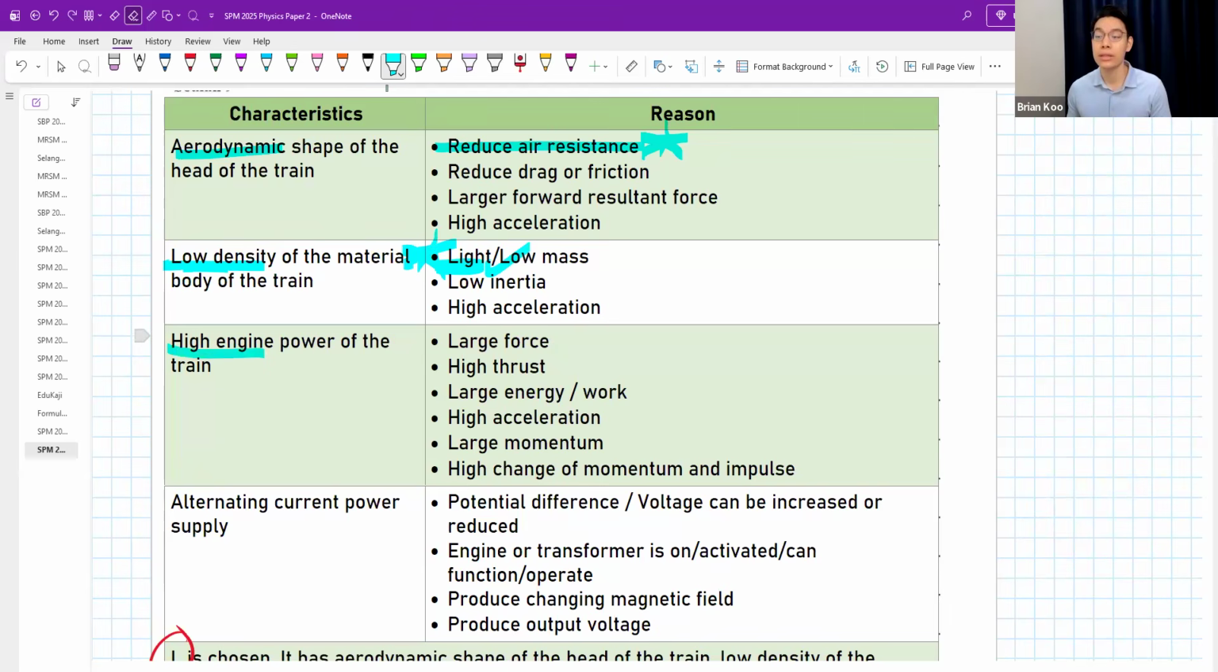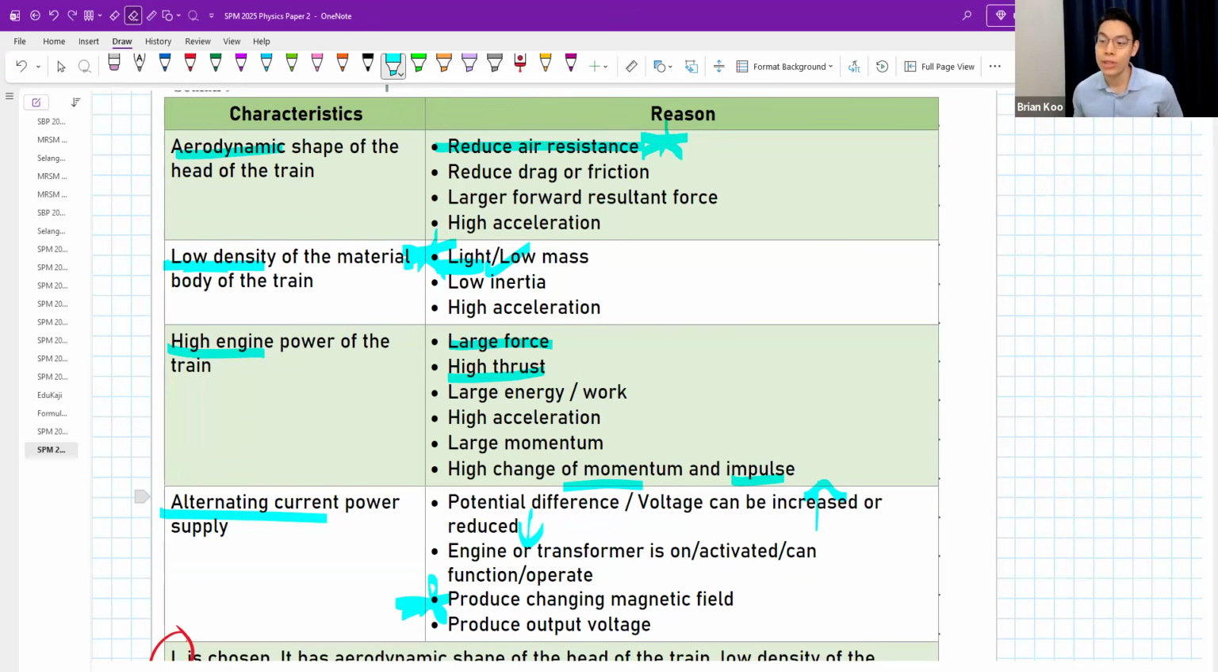High engine power, more forward force, forward thrust, energy, acceleration, big momentum, big change of momentum, big impulse. You can speed up very fast. Your momentum can change very fast. Impulse can be very high. I choose alternating current so that voltage can increase or decrease, can step up, step down. Engine or the transformer can turn on, can function, can operate, can be activated.